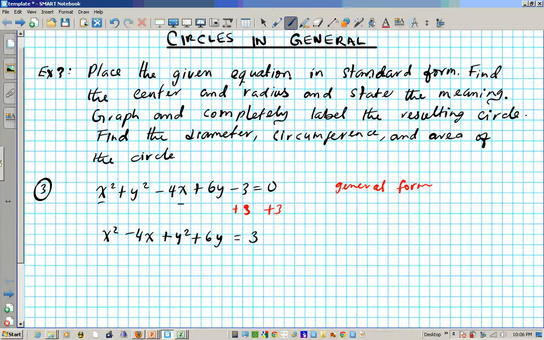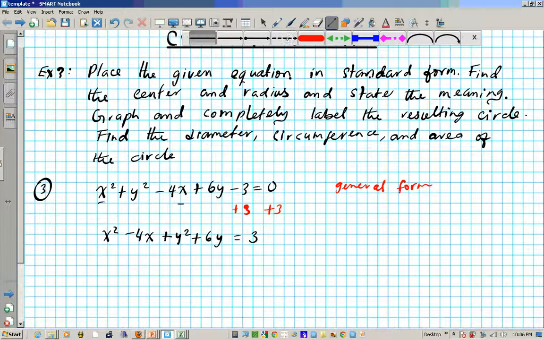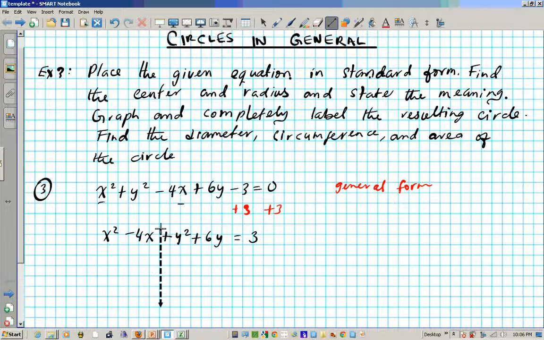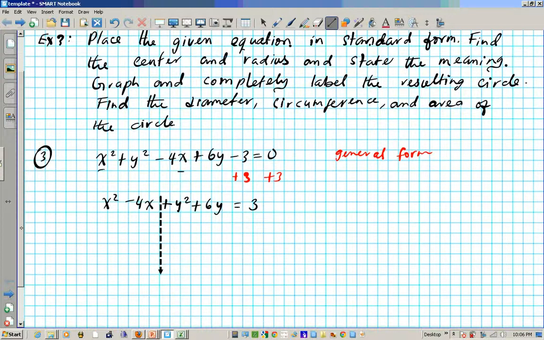Alright, so now we're going to complete the square on both sides. We have the x world right here and the y world, so I'm going to split it down the center. I'm going to complete the square for the x's and also the y's simultaneously. To complete the square, I need to add a special constant to this side to make it a perfect square trinomial, and then add a constant to this side to make it a perfect square trinomial. Remember, b over 2 squared completes the square.